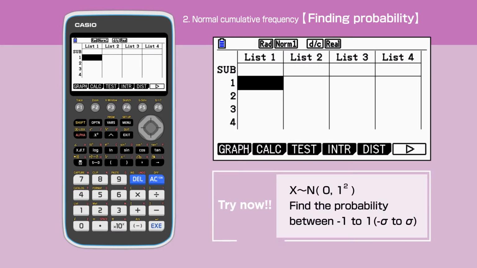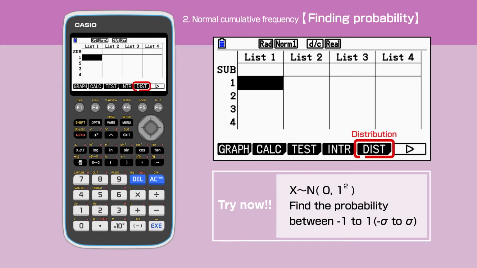In this video, we are going to solve the following question. X is a random variable that is normally distributed with a mean 0 and standard deviation 1. Find the probability when x is between -1 and 1.